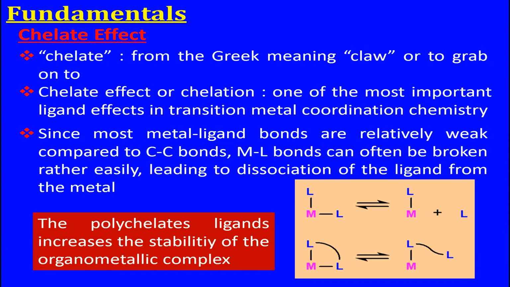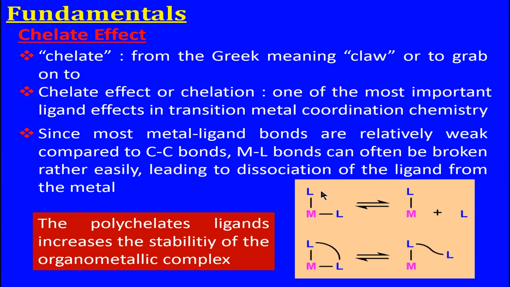And the ligands can be, for example, monodentate. That means it can bind to the metal M by one dentate, for example, a lone pair, and a ligand which is bidentate can bind to a metal M by two sides of this ligand, for example, ethylene diamine. En, ethylene diamine, we have two N centers that can bind to the metal M. So polychelation increases the stability of the organometallic complex.